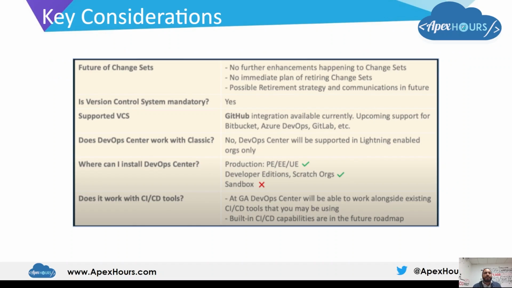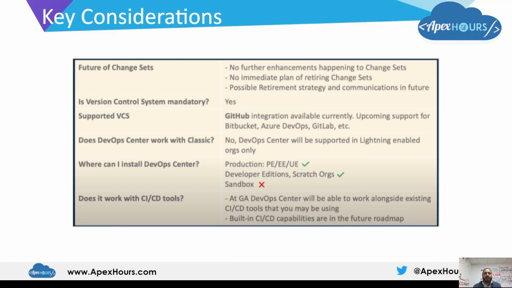The key consideration would be, right now everybody is using change set in the projects, so there won't be any changes or enhancements happening to change set, although there is no immediate plan for retiring change set. Now, the prerequisite to use DevOps Center is that version control will be required, and right now only GitHub integration is available. Maybe in the future they will come with more integrations with Bitbucket, Azure DevOps, and GitLab.